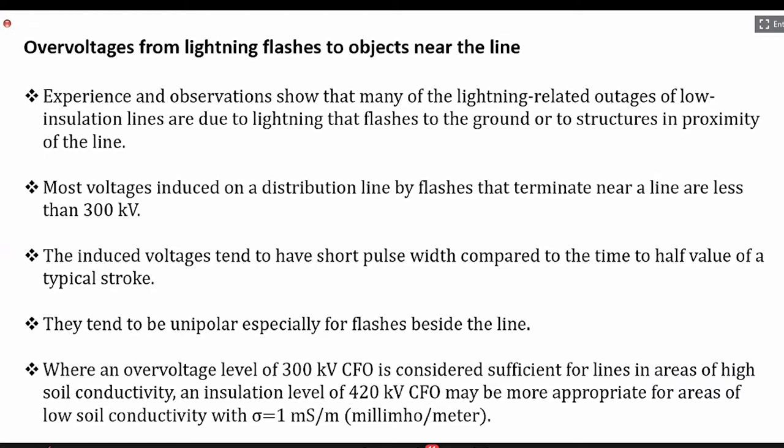The induced voltages tend to have short pulse width compared to the time to half value of a typical stroke. So the difference between the lightning generated in a direct stroke and lightning induced in a nearby stroke is that the induced voltages are much shorter in width. It's like 50%. They tend to be unipolar, especially for flashes beside the line. Then when an overvoltage level of 300 kV CFO is considered, it is sufficient for lines in areas of high soil conductivity. An insulation level of 120 kV CFO may be more appropriate for areas of low soil conductivity.